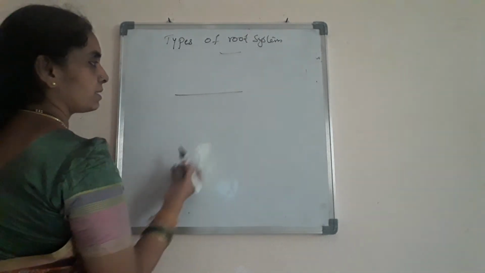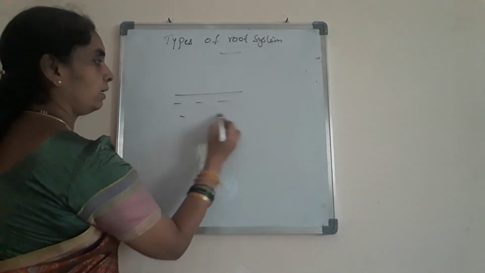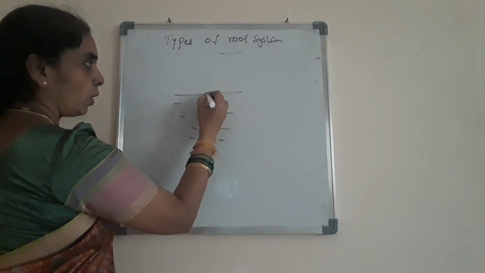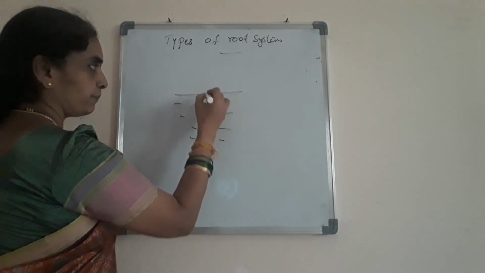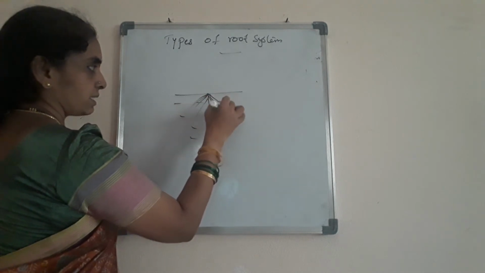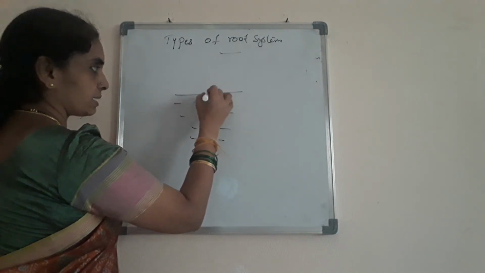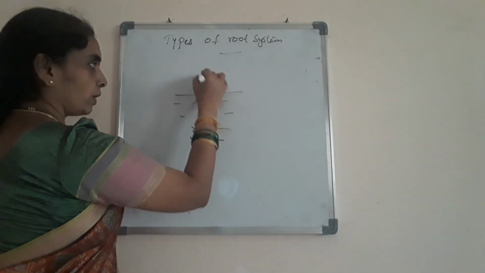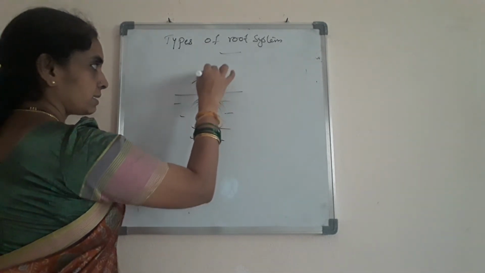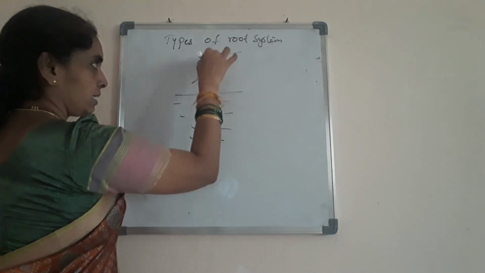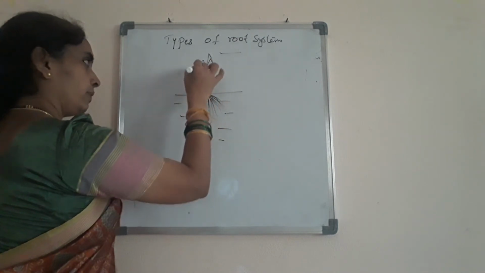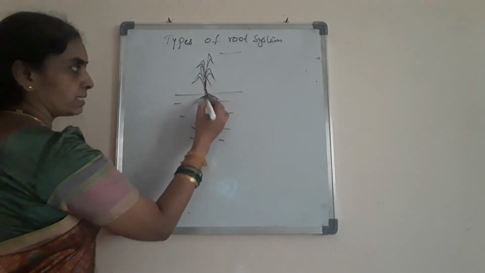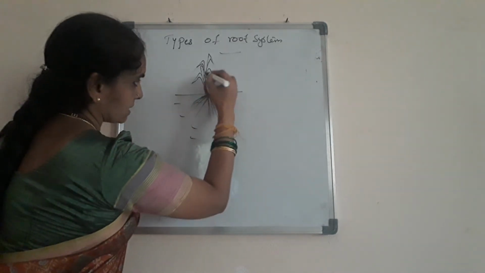Fibrous root system, this is the ground level, this is the soil, and you are drawing the fibrous root system. All the roots start from a single point at the base of the stem. They arise from a single point at the base of the stem. So you can see this type of root system in the grass.